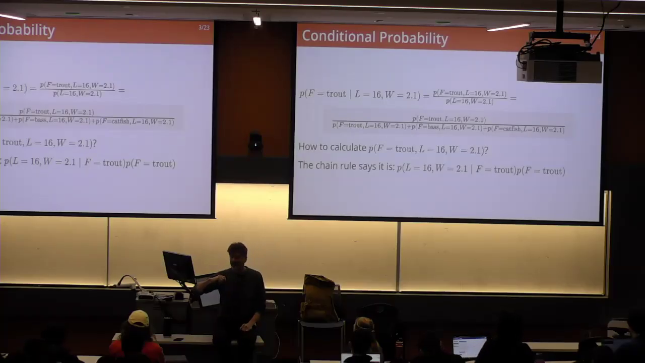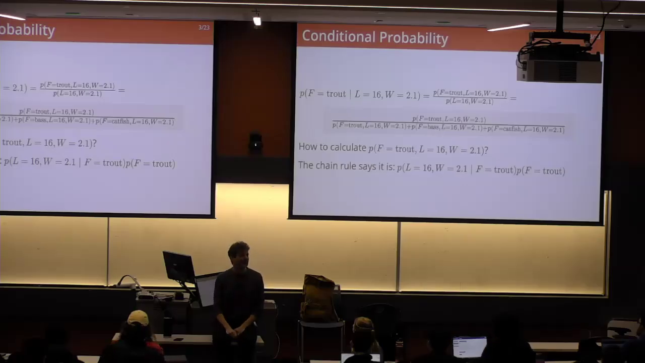Okay? All right. So how do we calculate this probability, that the fish is a trout, its length is 16, and its width is 2.1? Well, the chain rule of probability says that it is the probability of seeing a length and a width of that, given that it's a trout, times the probability that it's a trout. Yeah?